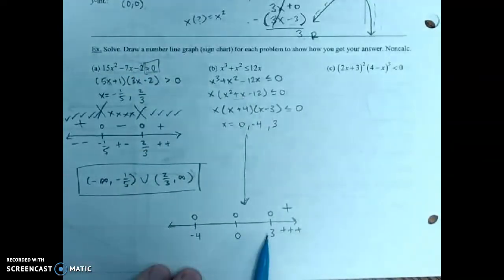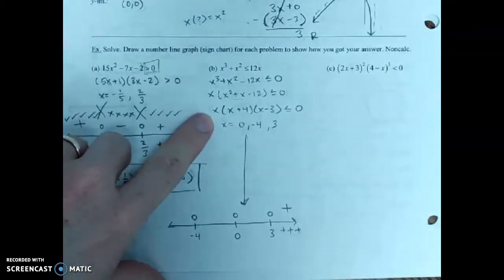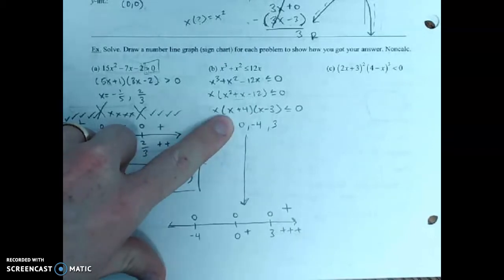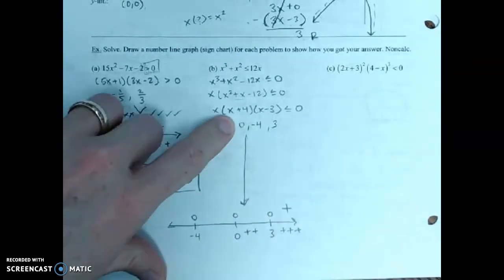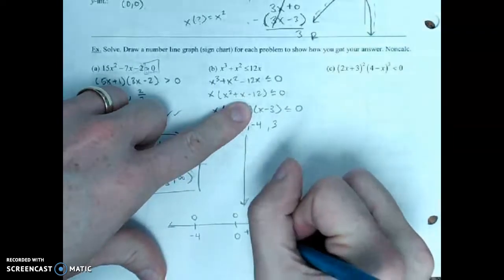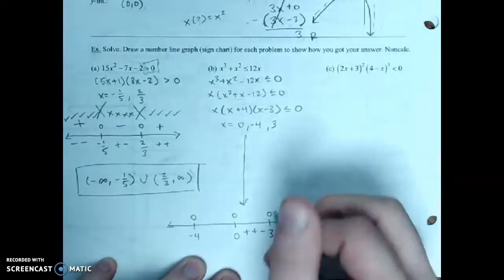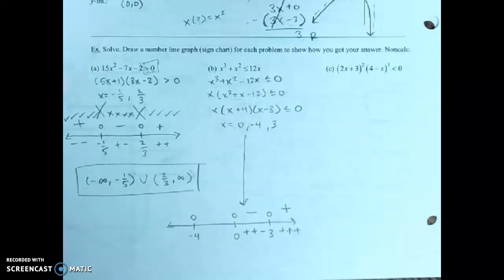A good test point for this interval would be 1. First term would be positive. 1 plus 4 would be positive. And now look, 1 minus 3 would be negative. So you've got 2 positives and a negative. So then overall, that term is going to end up being negative.